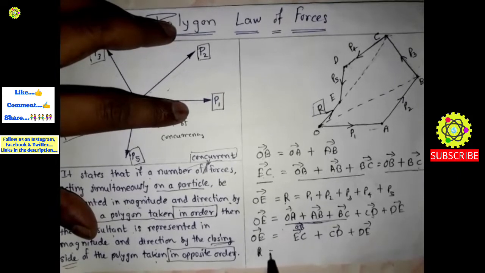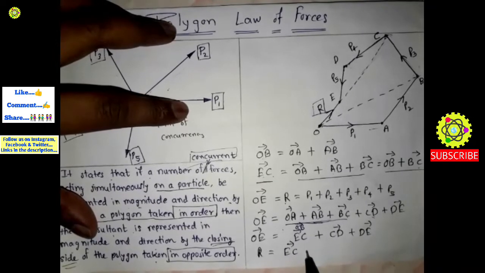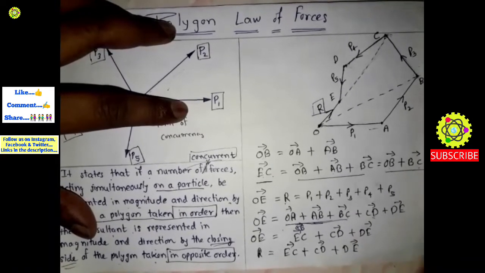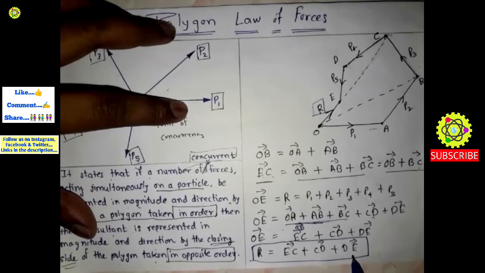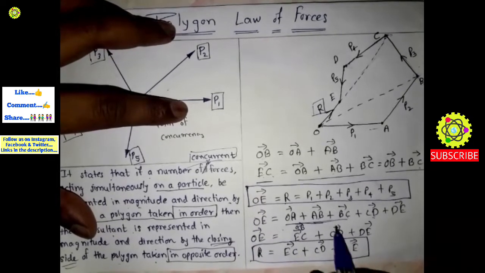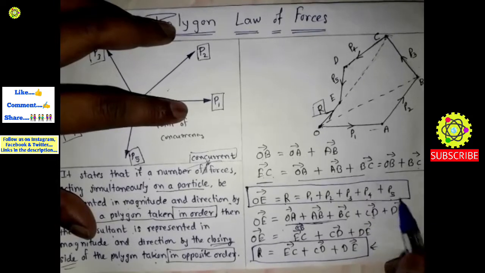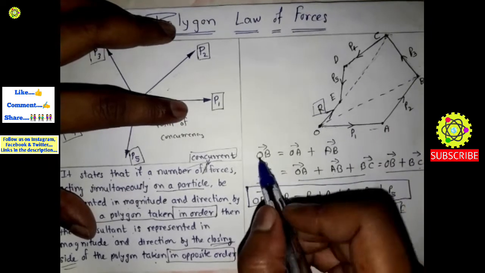So now R is equal to EC vector plus CD vector plus DE vector. Now see here the important thing: we have got the proof from this equation that R is equal to P1 plus P2 plus P3 plus P4 plus P5. As you can see here, this forms another single polygon. From that we got this value.